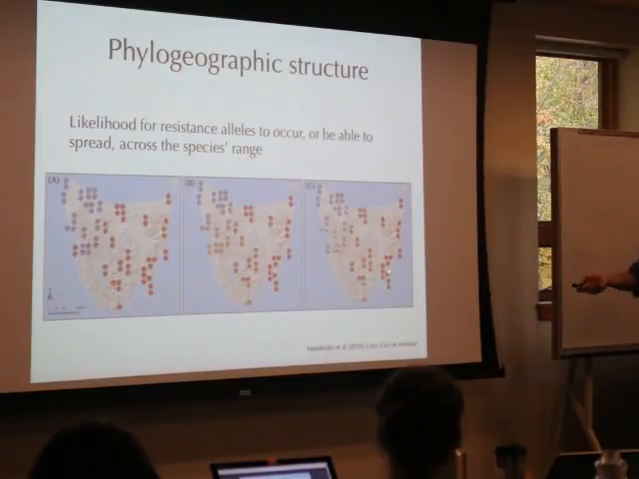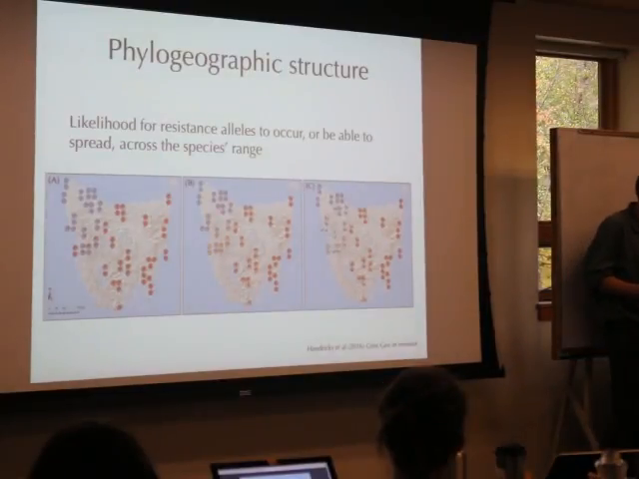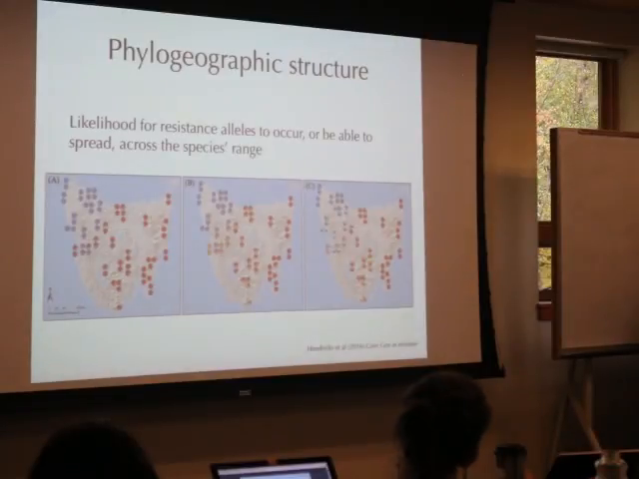And so this is telling us that likely some of that standing variation is spread pretty widely across the species range. It's not likely to be confined just to certain areas.